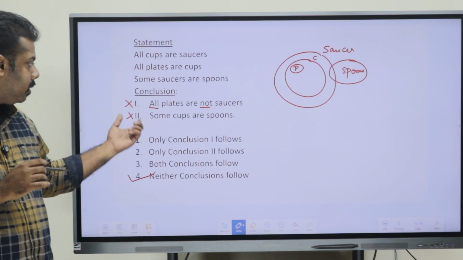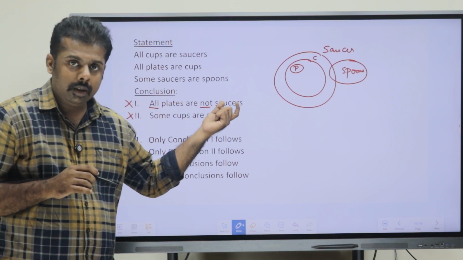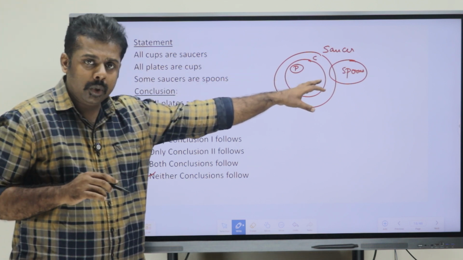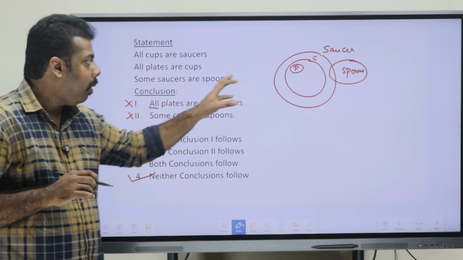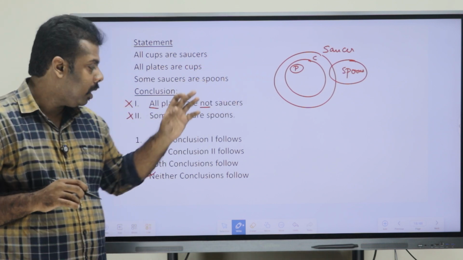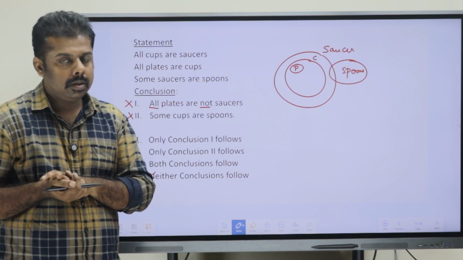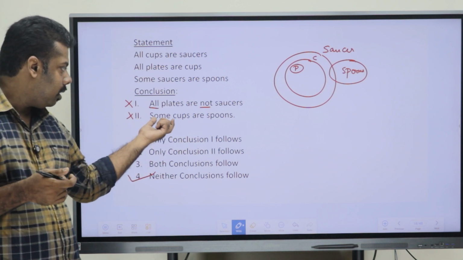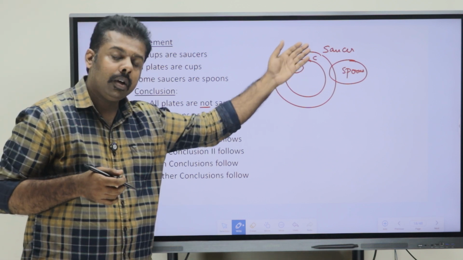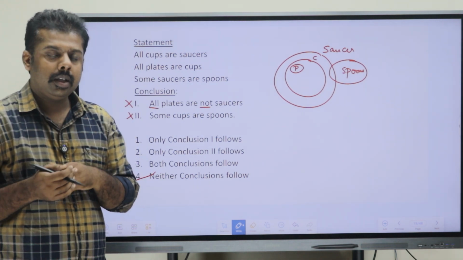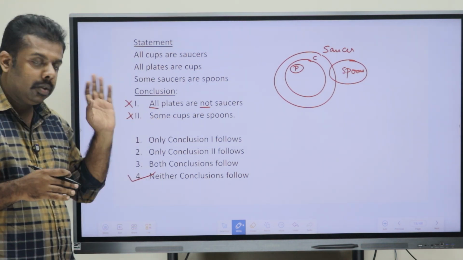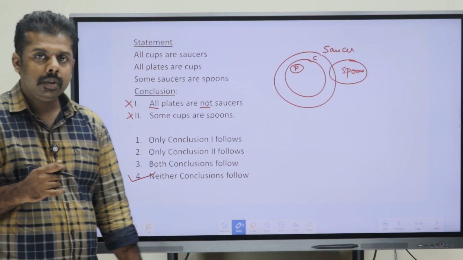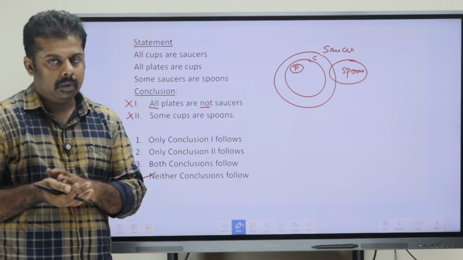Okay. So I hope that you got the first one. In the first one, they had used a secondary keyword here. So from just viewing the Venn diagram, we understood that all plates are saucers is right, but some plates are not saucers is not right. Okay, so that's why the first one was wrong. And the second one was easy. Cup and spoon don't have a direct relation here, so that's why the second conclusion also is wrong. Okay, so if both are wrong, as we know, the answer has to be the fourth option, that is neither follows. Okay.